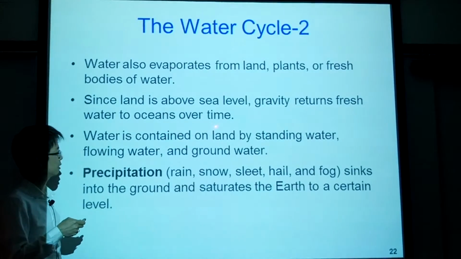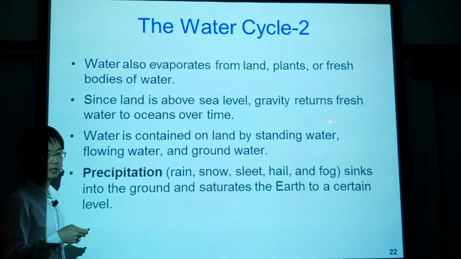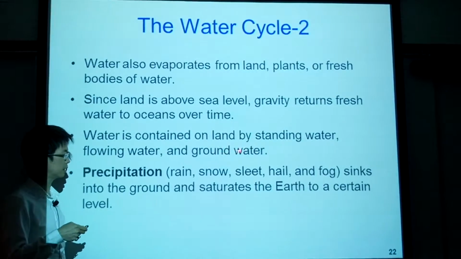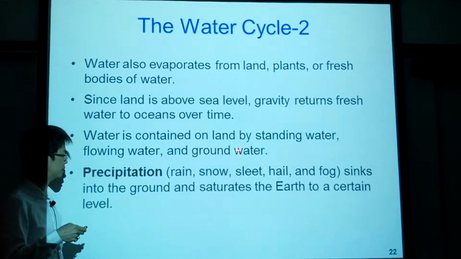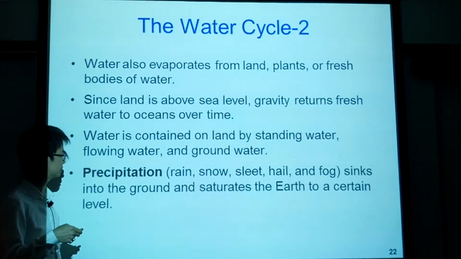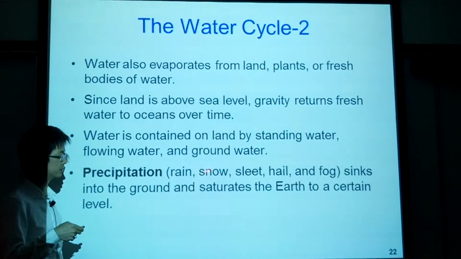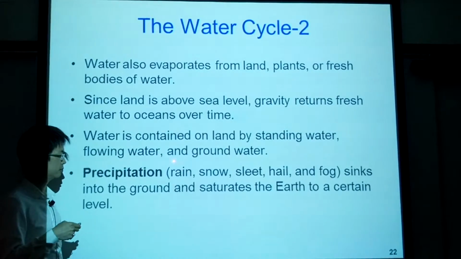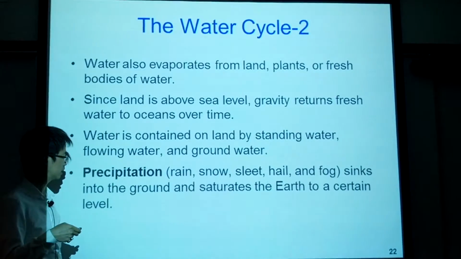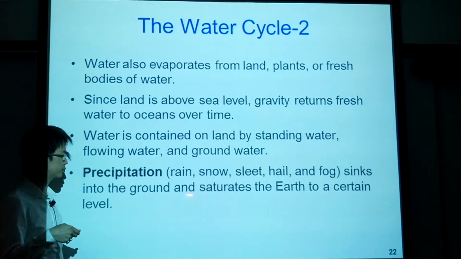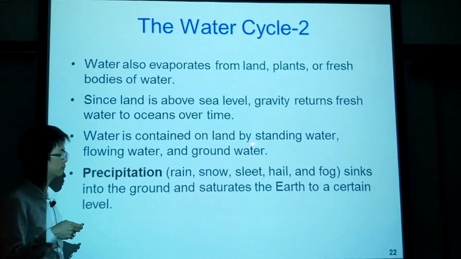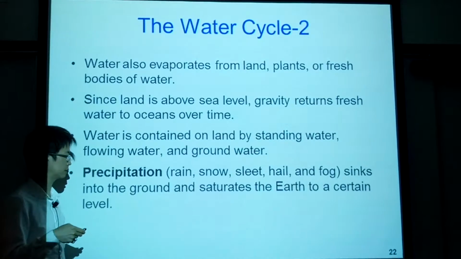Water on the ground can be standing water like a lake, flowing water like a river, or groundwater. Groundwater is the aquifer. We will talk about aquifers later. Precipitation like rain, snow, sleet, hail, or fog, we group them all as precipitation. They will sink or be absorbed into the ground, and when they do, they form the underground water, the aquifer.